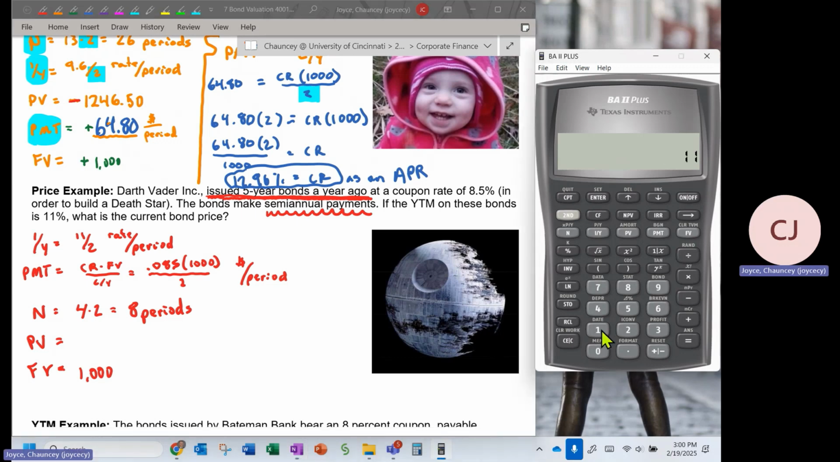All right, let's do our evaluation. 11 over 2 equals your I/Y, your yield per period. We have our coupon rate of 8.5% times our face value. Divide that by 2 to get to a coupon payment per period. That's your PMT. And then you have 8 periods. Again, that's where a lot of the tricks are going to happen for this question. Your face value, your future value, is 1,000.